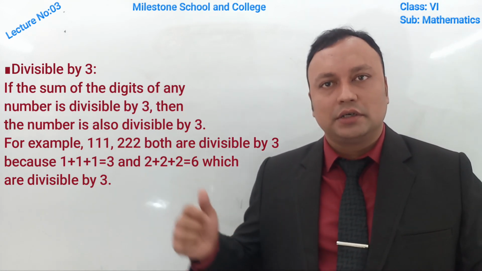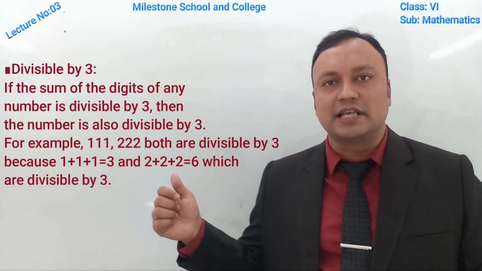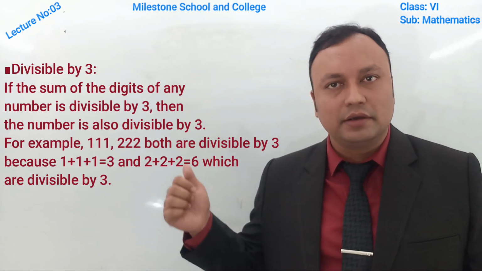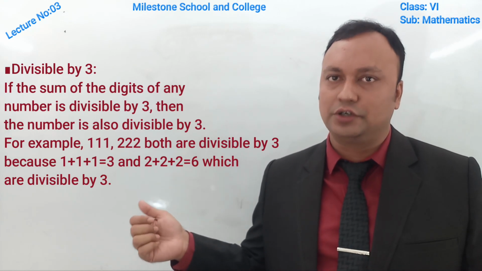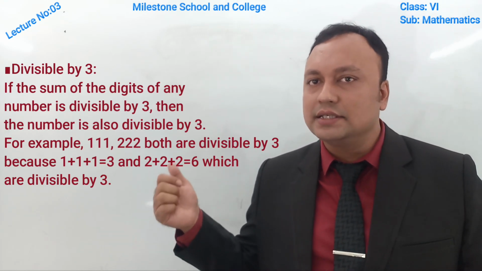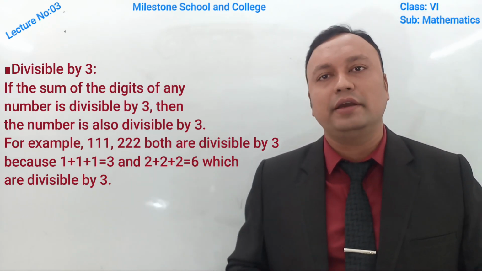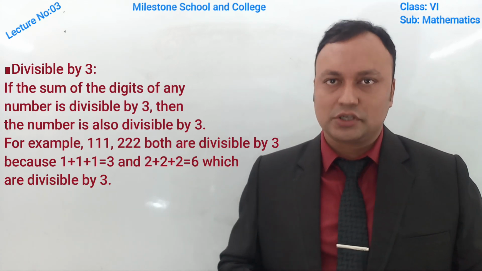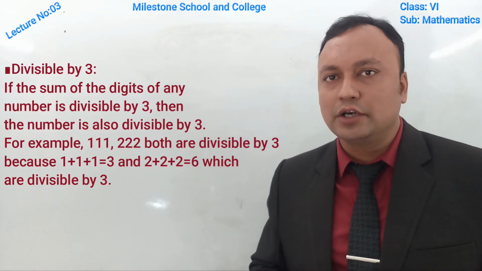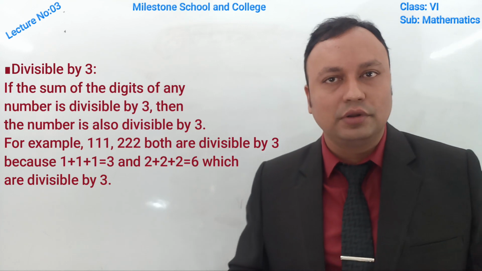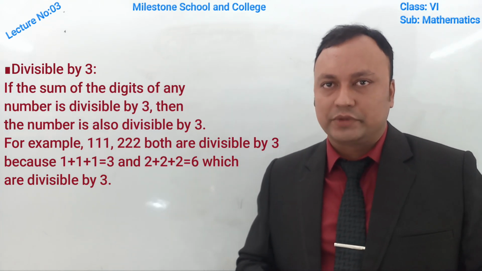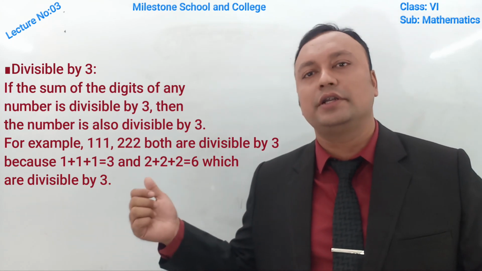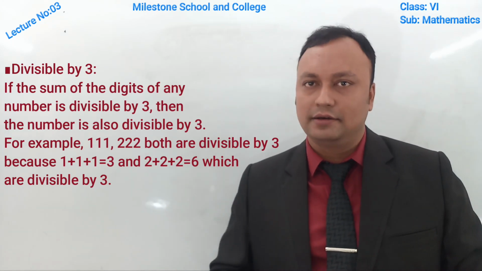Again, 222, and if we take the sum of the digits, that would be 2 plus 2 plus 2, that would be 6, and this 6 is divisible by 3. So we can say 222 is also divisible by 3. So this is the divisibility rule for 3.